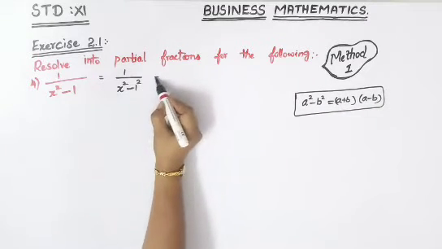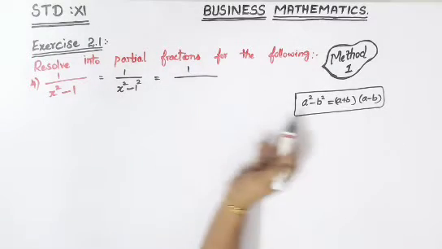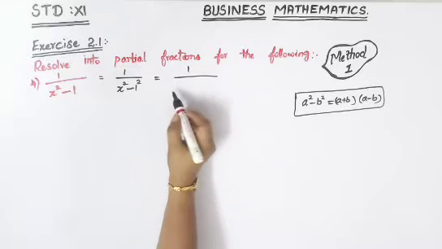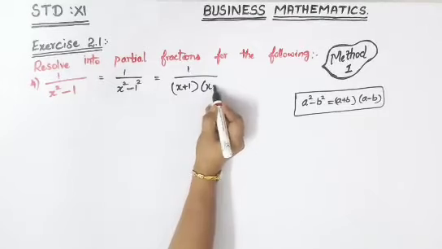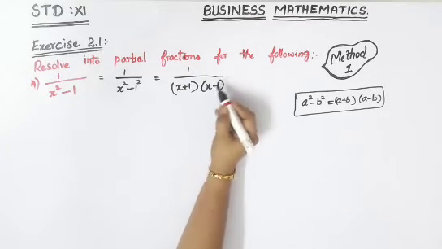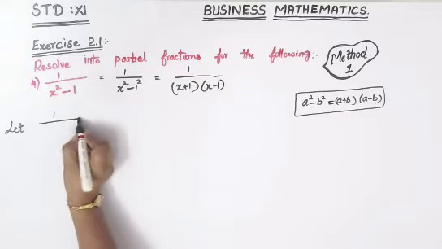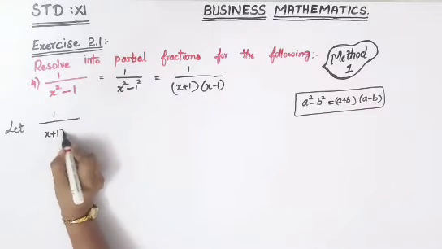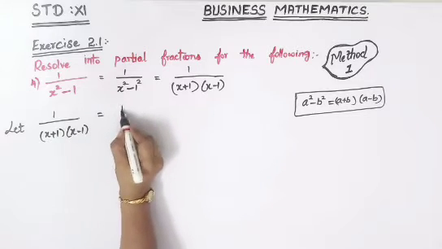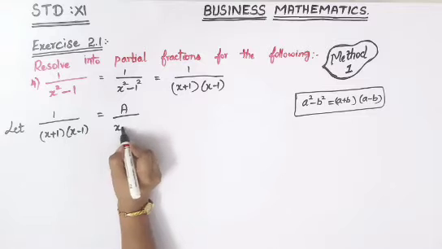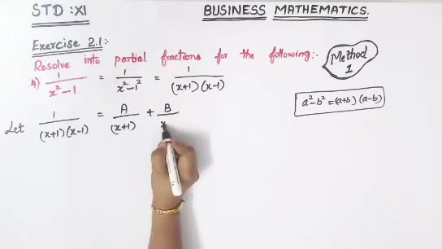Here it is 1 divided by, in the place of a we have got x, in the place of b it is 1. So it is x plus 1 into x minus 1. Now we have got two linear factors, so you can go to method 1. So 1 divided by x plus 1 into x minus 1 is equal to a divided by your first factor plus b divided by your second factor.